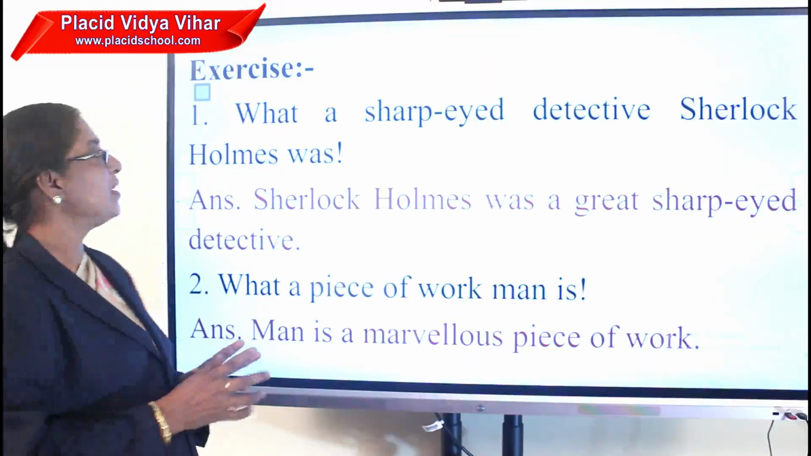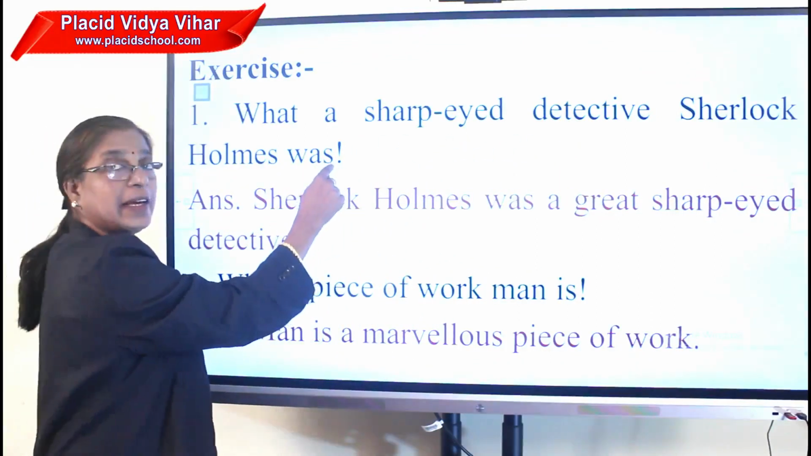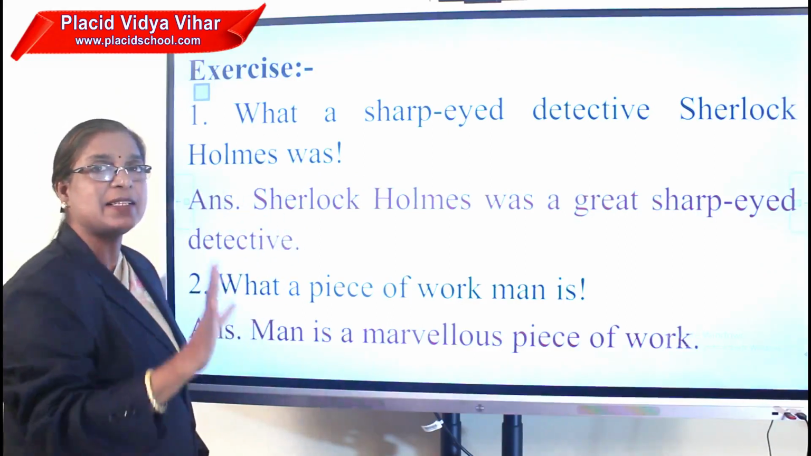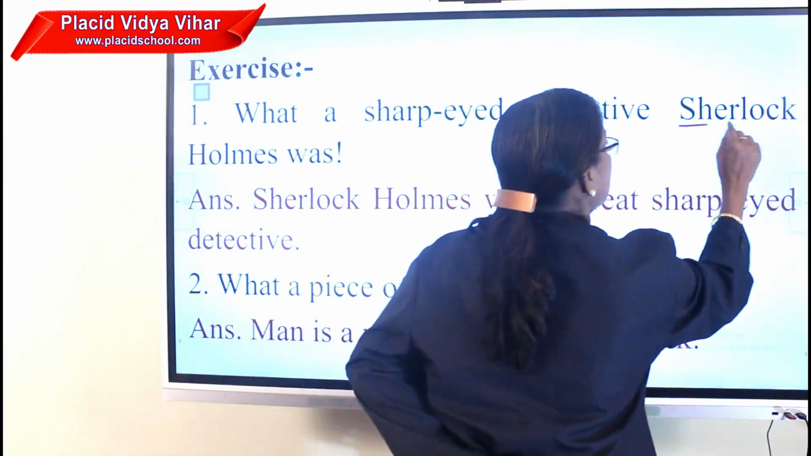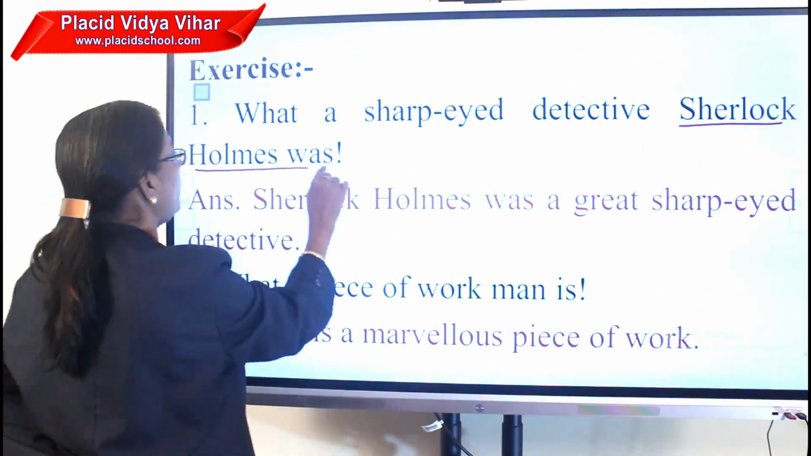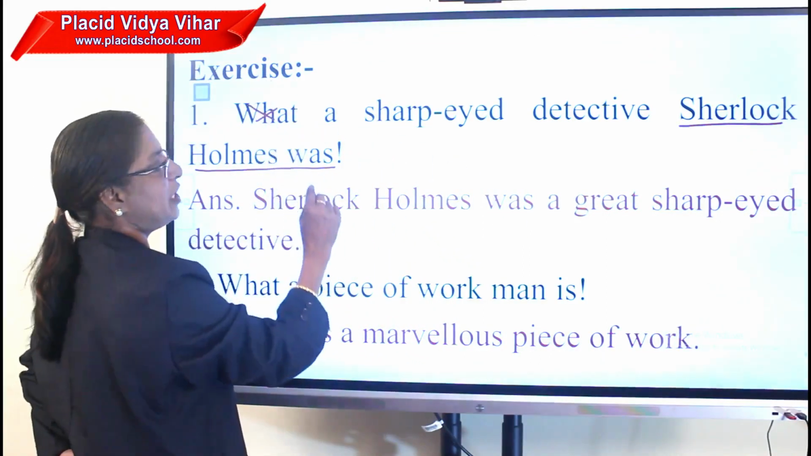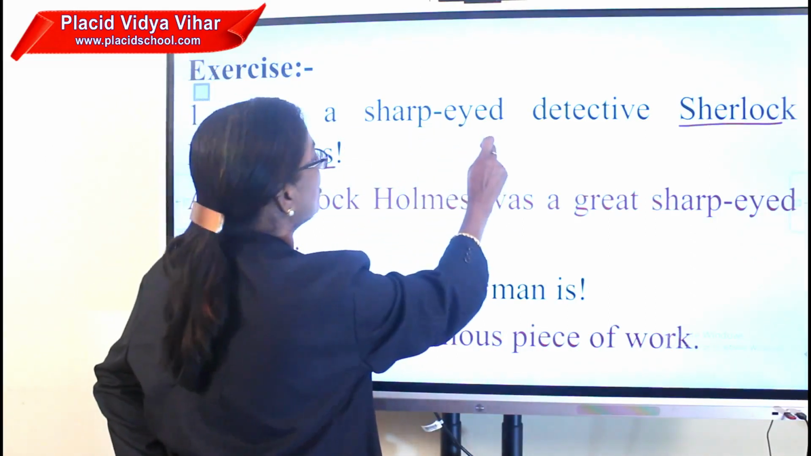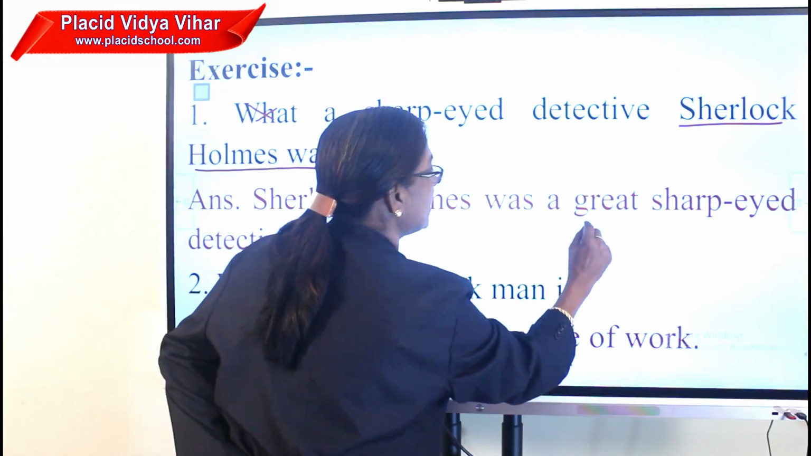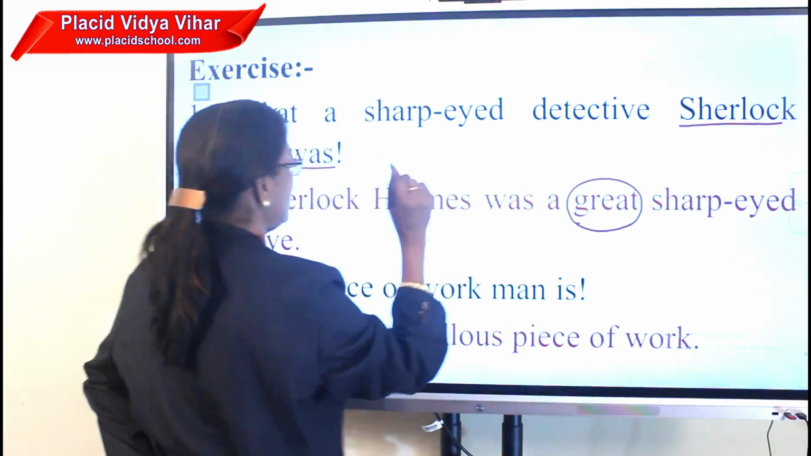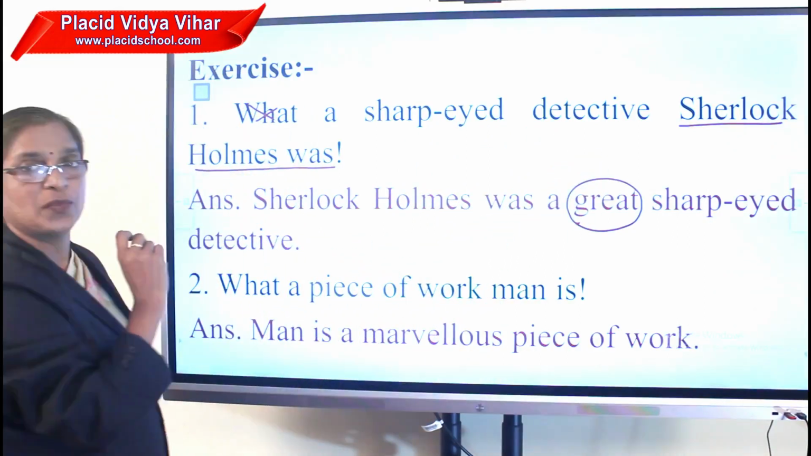So let's continue. What a sharp-eyed detective Sherlock Holmes was. See, look at this mark, exclamation. So this you have to convert into an assertive sentence. What you have to do, you have to begin from the last part of the sentence. Sherlock Holmes. See here, I've started. Sherlock Holmes was. Then you cancel this what. You have to include an adjective. Look at this adjective, I have included this adjective. Sherlock Holmes was a great sharp-eyed detective. Hope you got an idea.